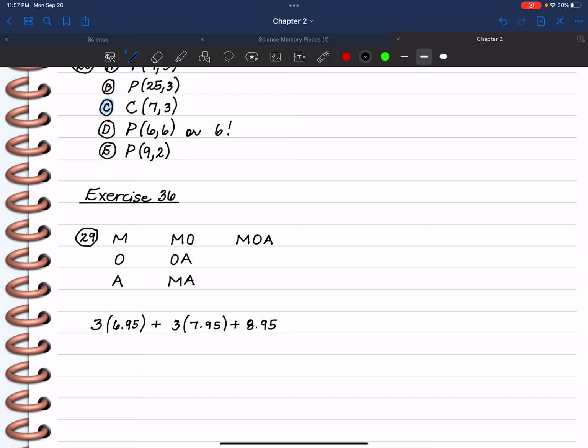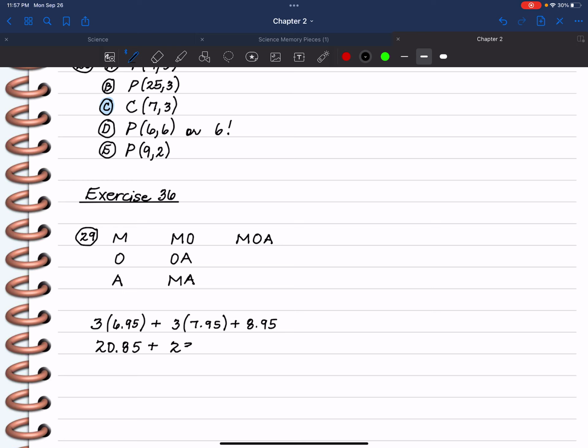So $6.95 times 3 is $20.85. $7.95 times 3 is $23.85, plus that one that has everything on it. So we just need to total up those choices, and I got $53.65. So if you call the pizzeria and say, I want 1 of everything, you would be looking at answer B.